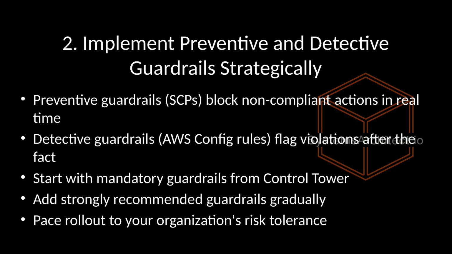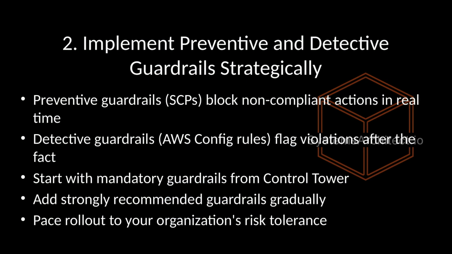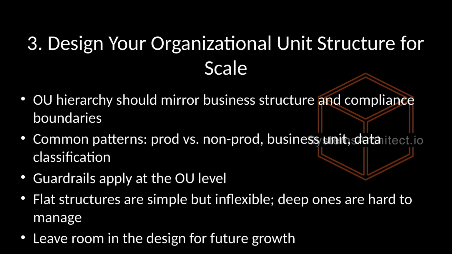2. Implement preventative and detective guardrails strategically. Control Tower guardrails come in 2 flavors. Preventative guardrails, enforced through service control policies, stop a non-compliant action before it happens. Detective guardrails, built on AWS Config rules, flag violations so your team can remediate them. Start with the mandatory guardrails, then add strongly recommended ones gradually, testing against real workloads first.